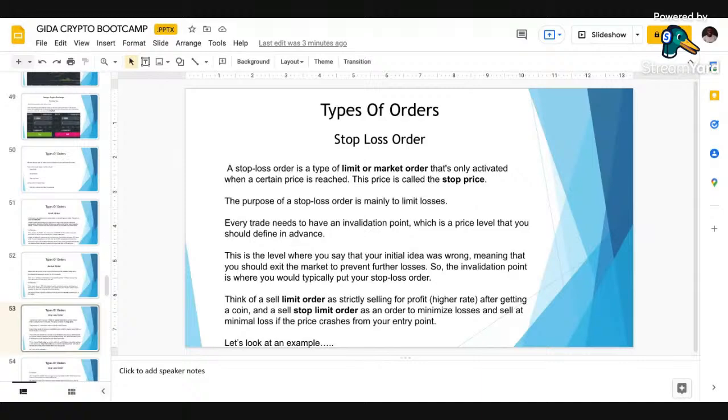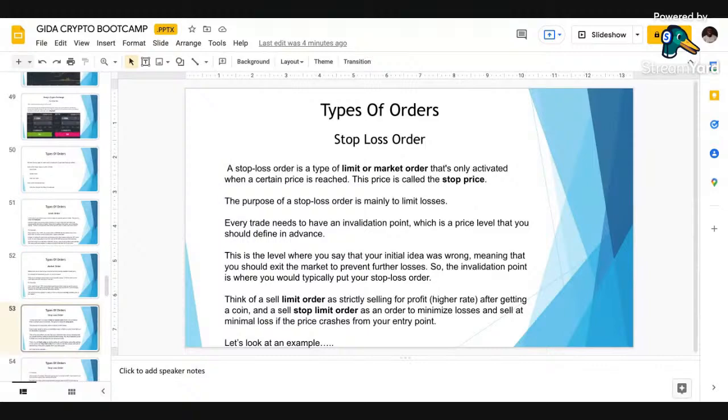Then if you use a stop limit order, it means that the price reaches your stop price, which is your trigger price. If it reaches there, you are not yet sure, because this thing may keep rising. So you decide to choose a lower amount than your actual stop price, so that when it reaches that stop price and keeps falling to your stop limit price, it will now sell. Do you understand? So the purpose of a stop loss order, like I said, is mainly to limit losses.